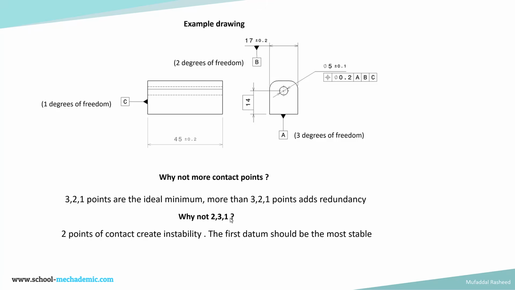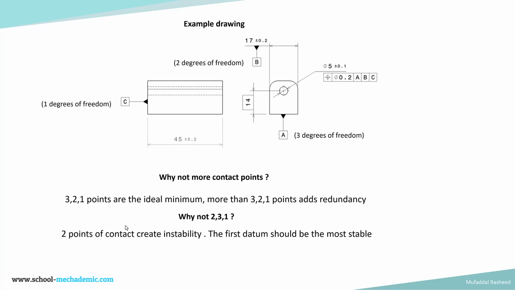Why not 2, 3, 1? Why don't we contact 2 points, then 3 points, then 1 point? When we contact 2 points, we are constraining only 2 degrees of freedom. That creates instability. Hence, this is the reason why primary datum features should always be the most stable one. There should at least be 3 points of contact which are spaced away from each other to give stability.